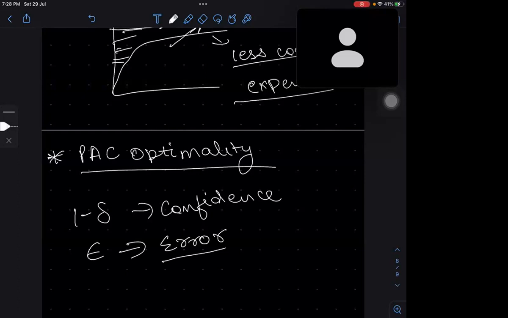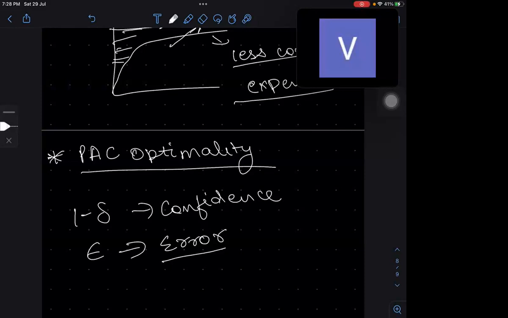So now coming to the terminologies, can I say that the true optimal one and the estimated one are far away from each other by epsilon, and we are saying this with 1 minus delta confidence? Yes, ma'am. So we'll get into more detail.